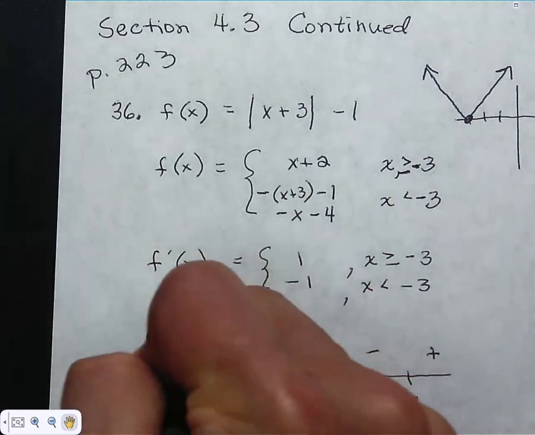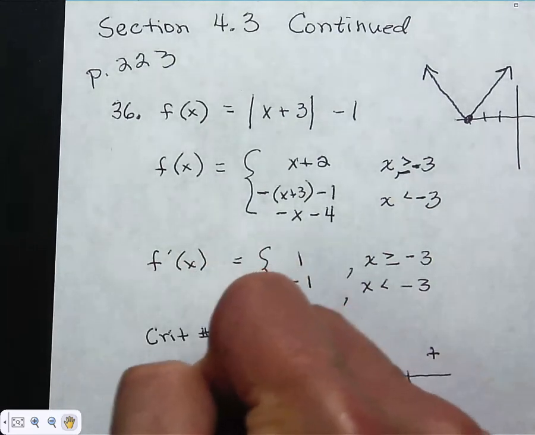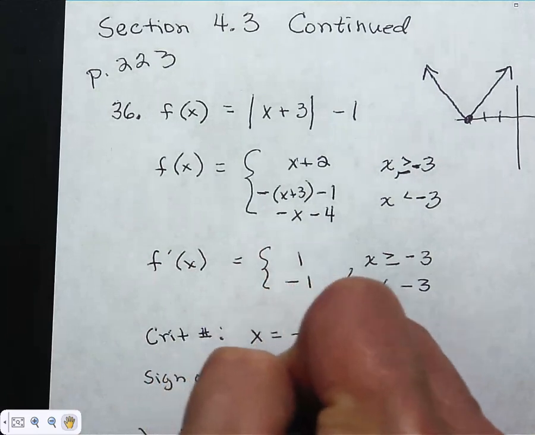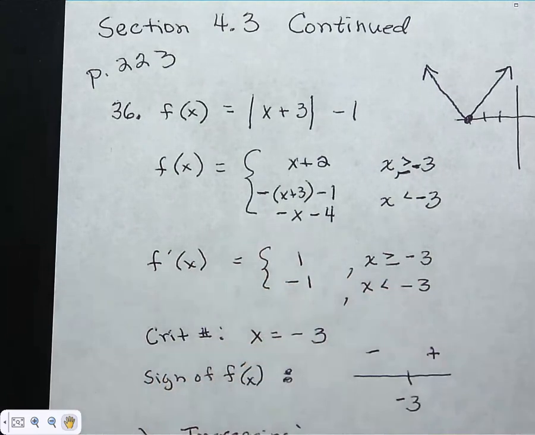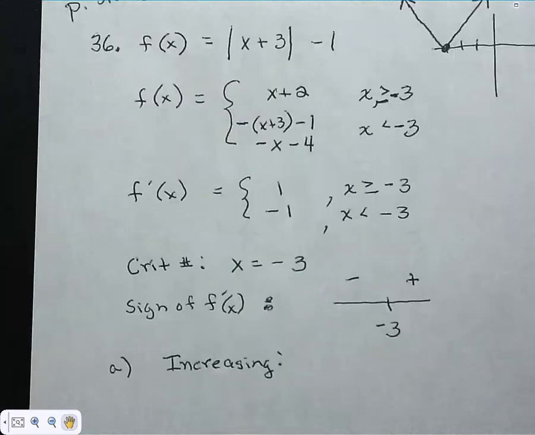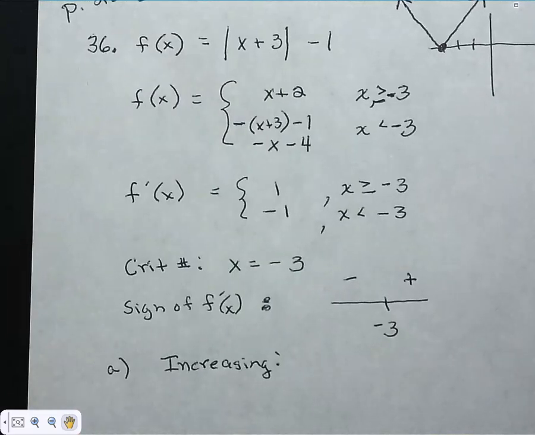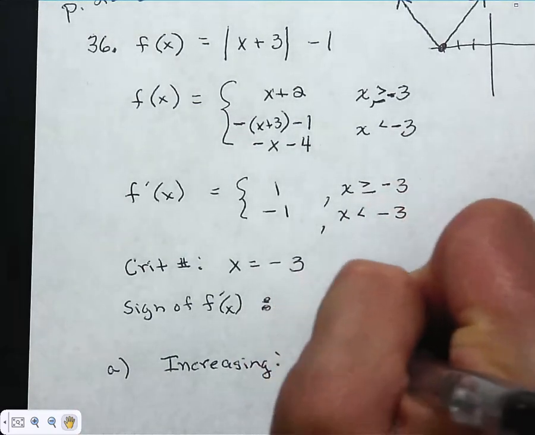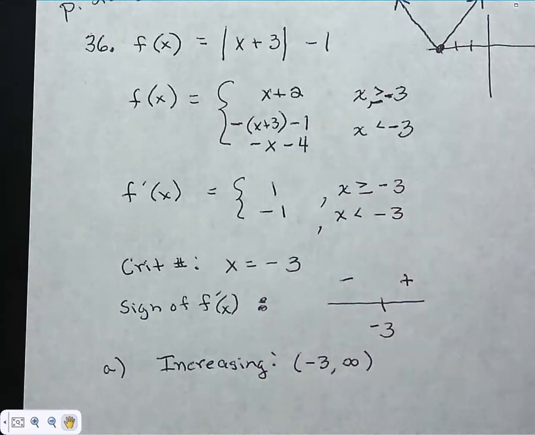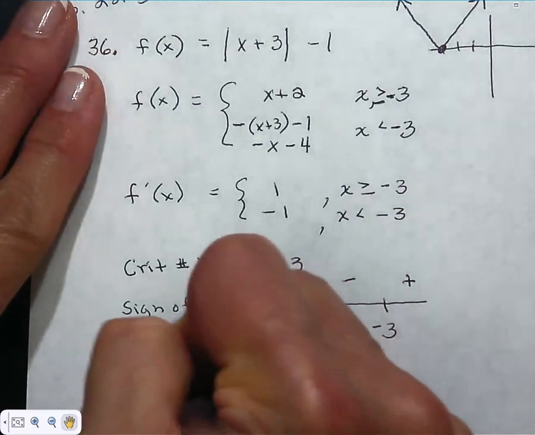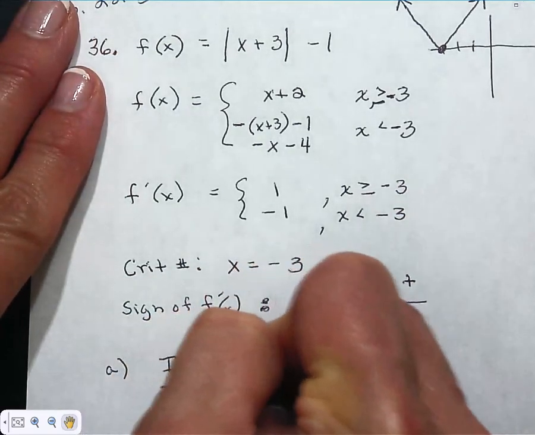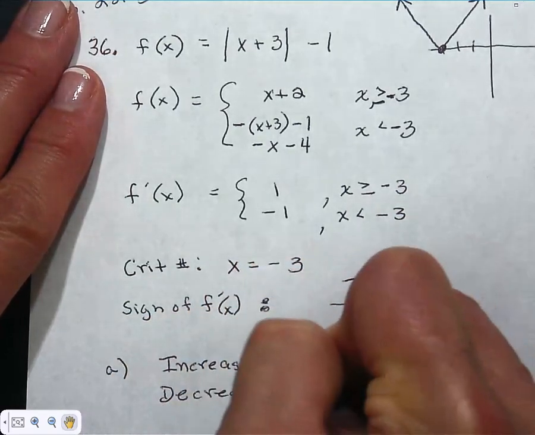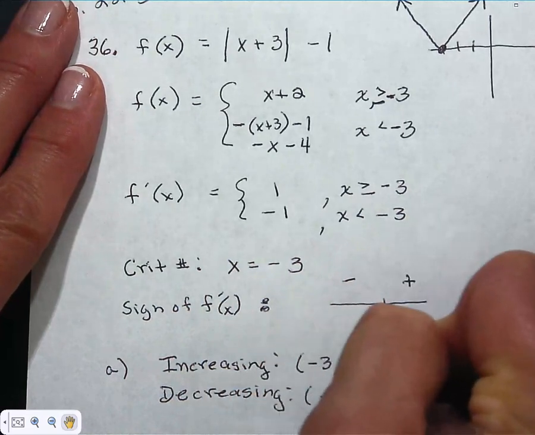So the part of this problem said, find where the function is increasing. What would you say to that? Anywhere the derivative is positive, that's negative 3 to infinity. I'm not going to include the negative 3 because it doesn't really make sense to say the function is increasing at a point. It's decreasing from negative infinity up to negative 3.